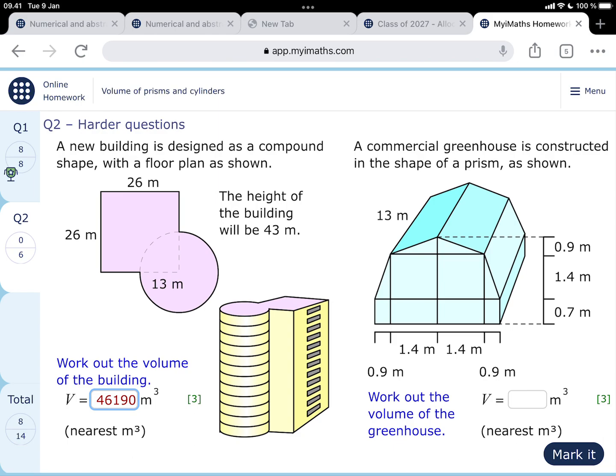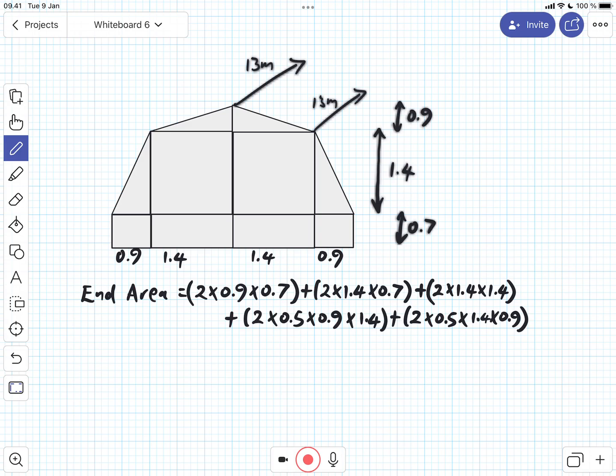Then we're looking at the next question, which is about a greenhouse. You can see it looks like a prism where the end shape consists of a combination of lots of squares, rectangles and triangles. So I'll just draw that out. Okay, so I've just drawn that out, and I've written out the different bits that we have to calculate to work out the whole area.